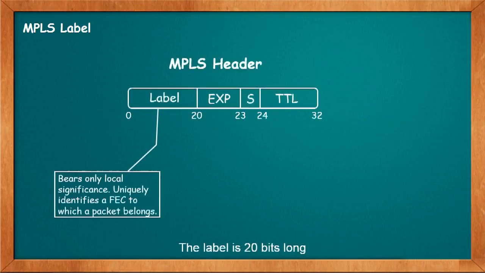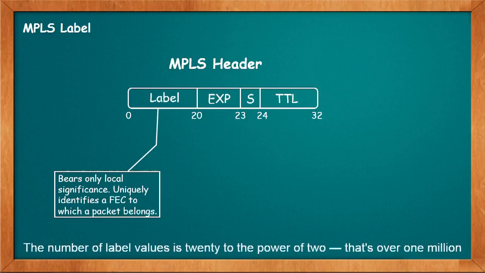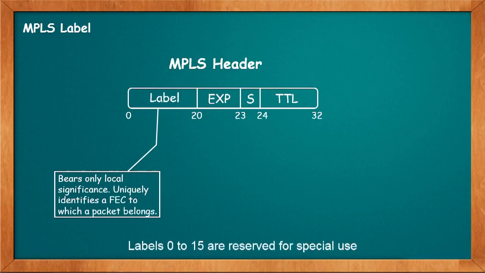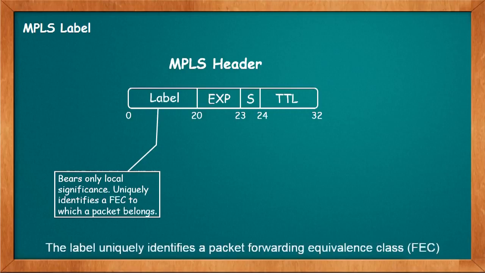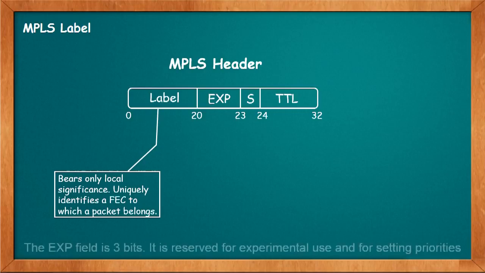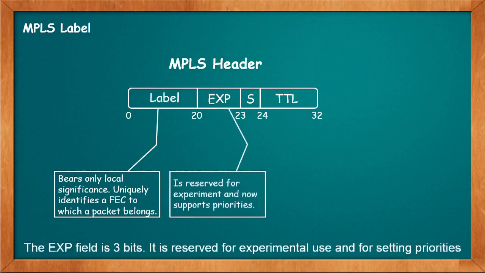The label is 20 bits long. The number of label values is 2 to the power of 20. That's over 1 million. Labels 0 to 15 are reserved for special use. A label is a short identifier of a fixed length. It has only local significance. The label uniquely identifies a packet forwarding equivalence class, or FEC. The EXP field is 3 bits. It is reserved for experimental use and for setting priorities.